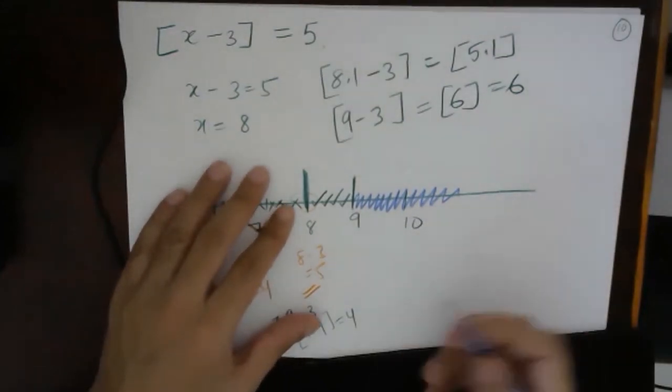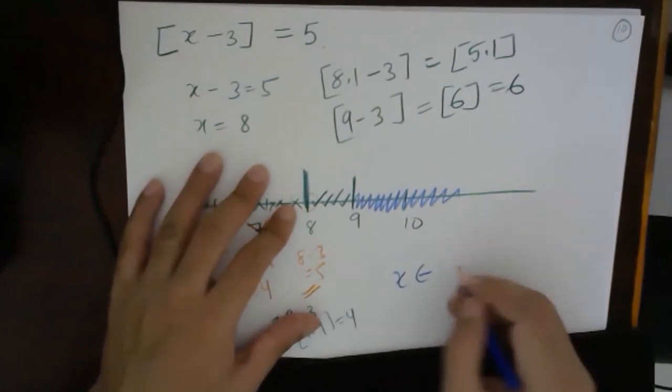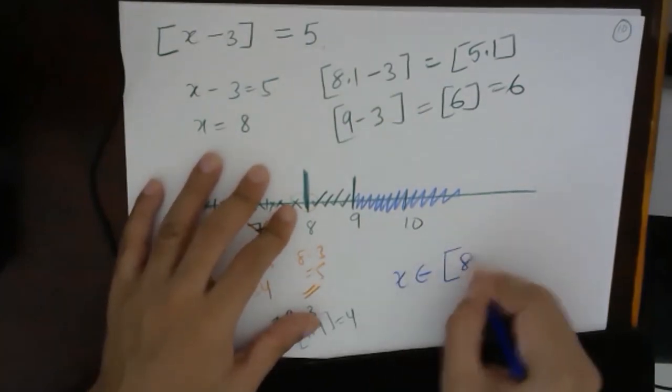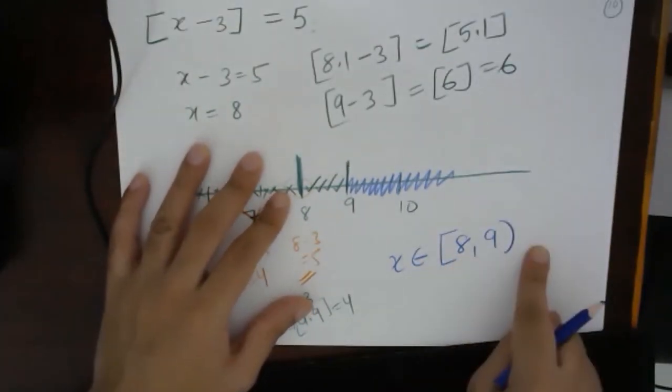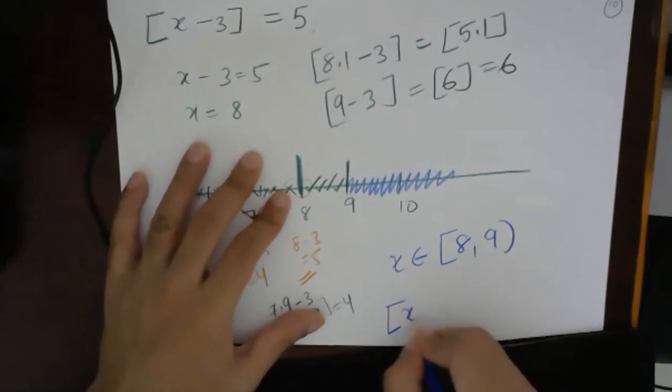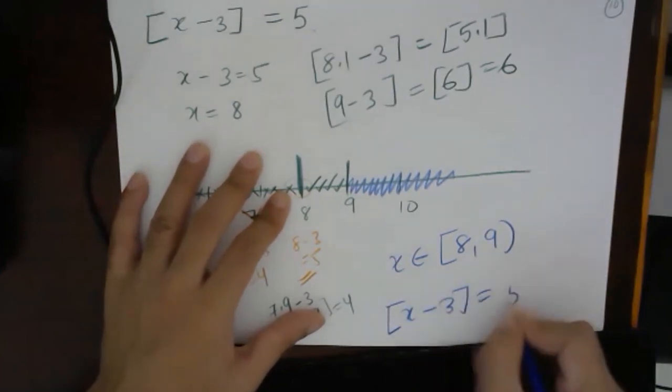So what will be the final answer? So that means x should belong to 8 to 9, such that the greatest integer of x minus 3 will be equal to 5.